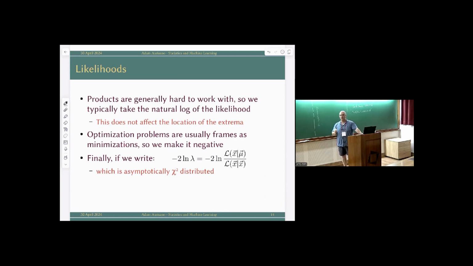The other thing is that most optimization algorithms that we have actually find minima, not maxima. So we want it to be negative instead of positive, so we put a negative in front of the whole thing. And then finally, there are proofs to show that if you multiply the whole thing by 2, this converges towards a chi-squared distribution in the limit of infinite statistics. So all that to say is that we like to take the -2 log likelihood.